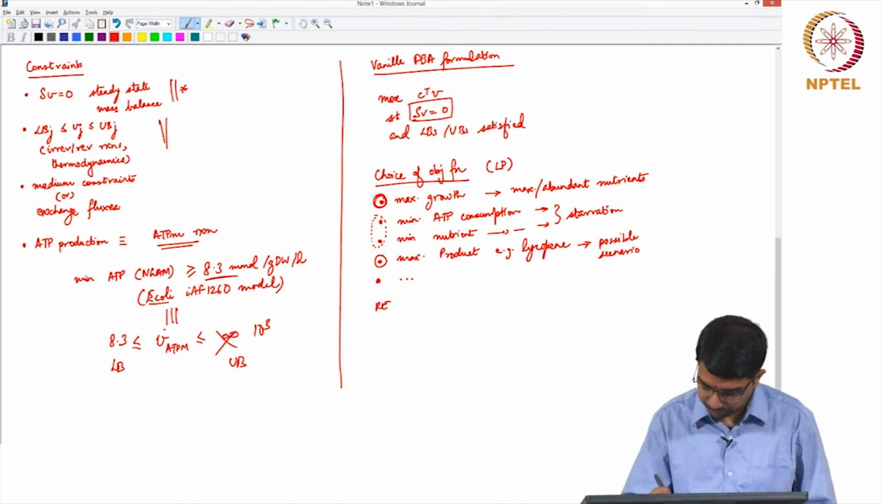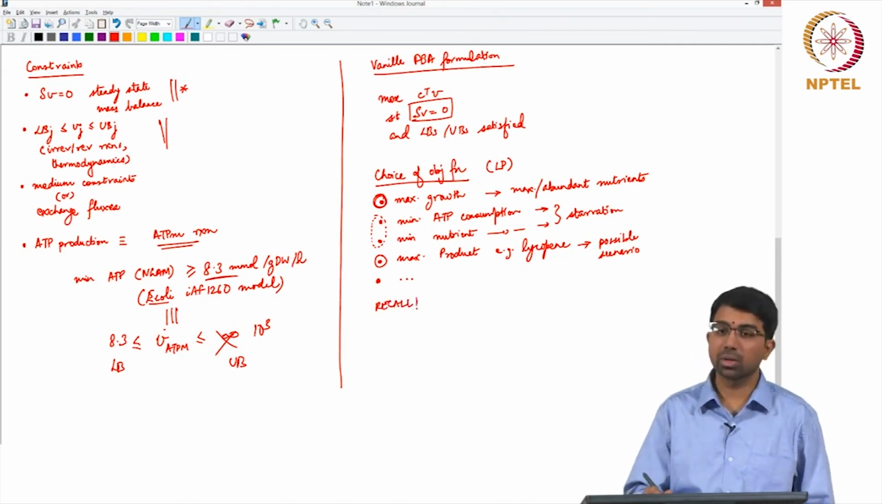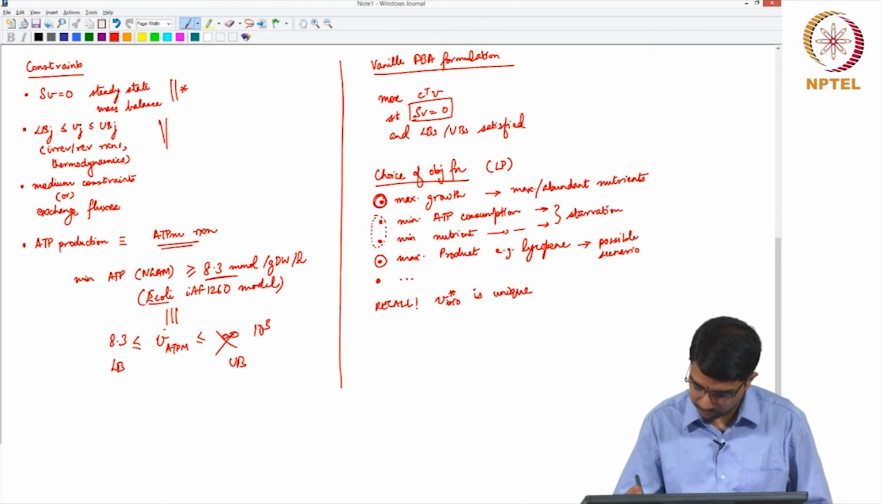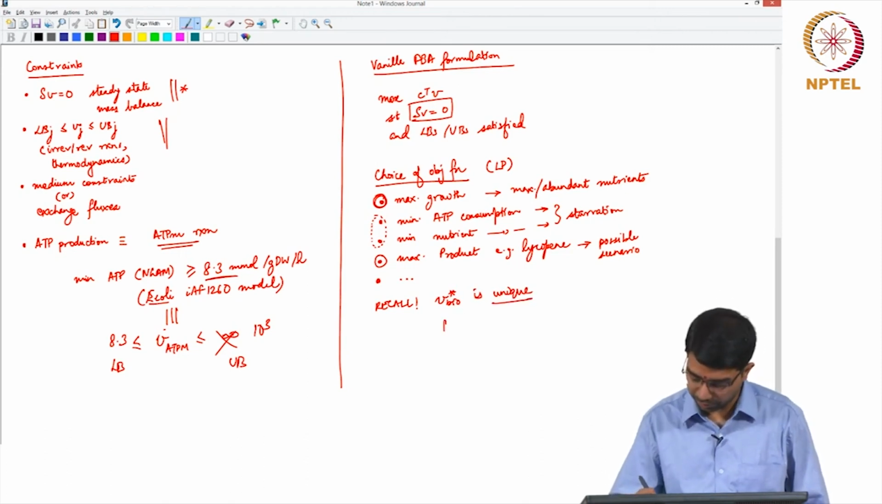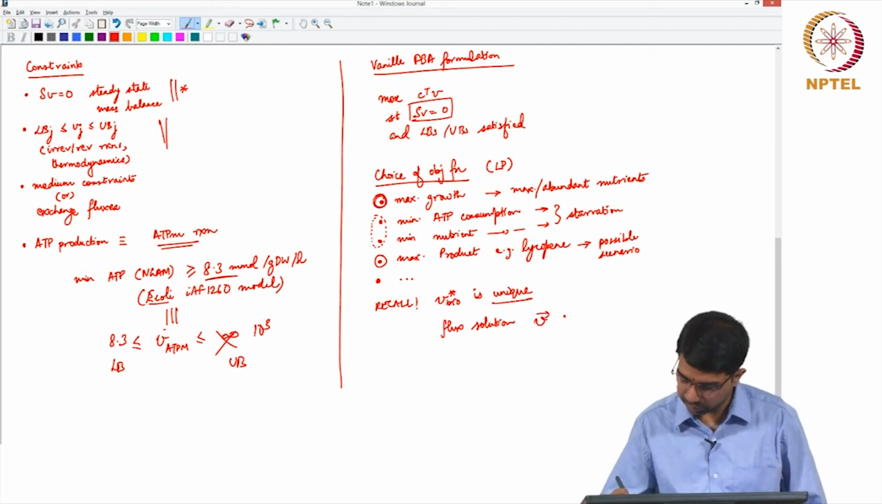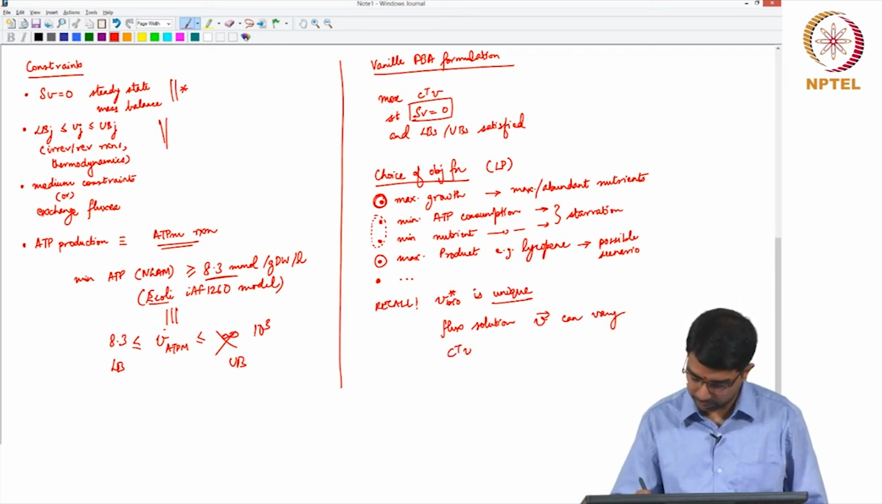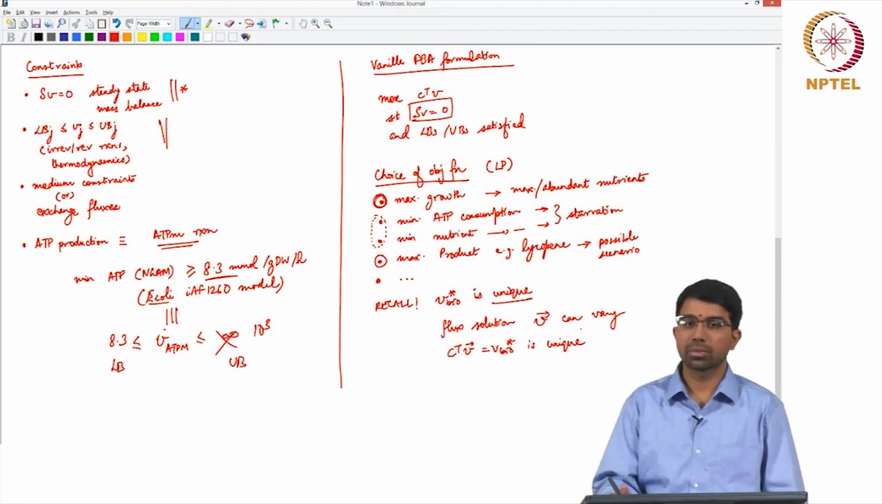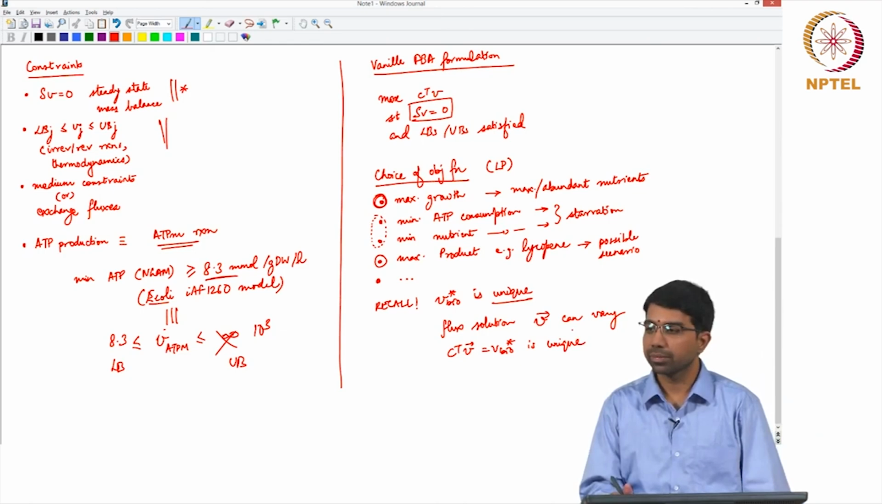And at this point recall that your v bio star is unique, right, but the flux solution, the vector itself, can vary. c transpose v is unique. Is that fair enough?